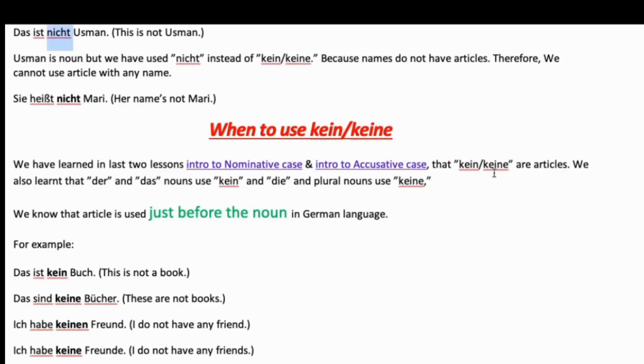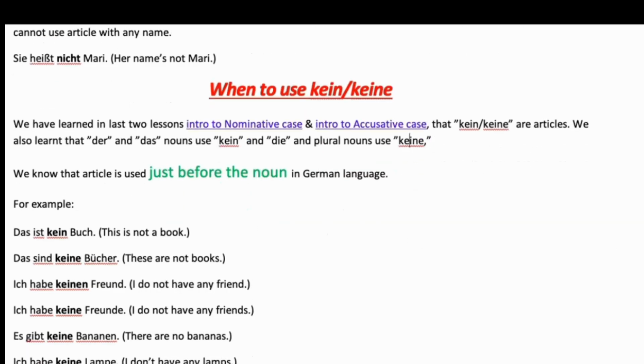We use kein with der and das nouns, meaning with masculine and neuter nouns, and for die, meaning feminine nouns and plural nouns, we use keine. So these are two conditions for negations. We use articles in German just before the noun, for example, ein Mann, eine Frau. So we can write kein Mann or keine Frau. You just replace the indefinite or definite article with the negative article.